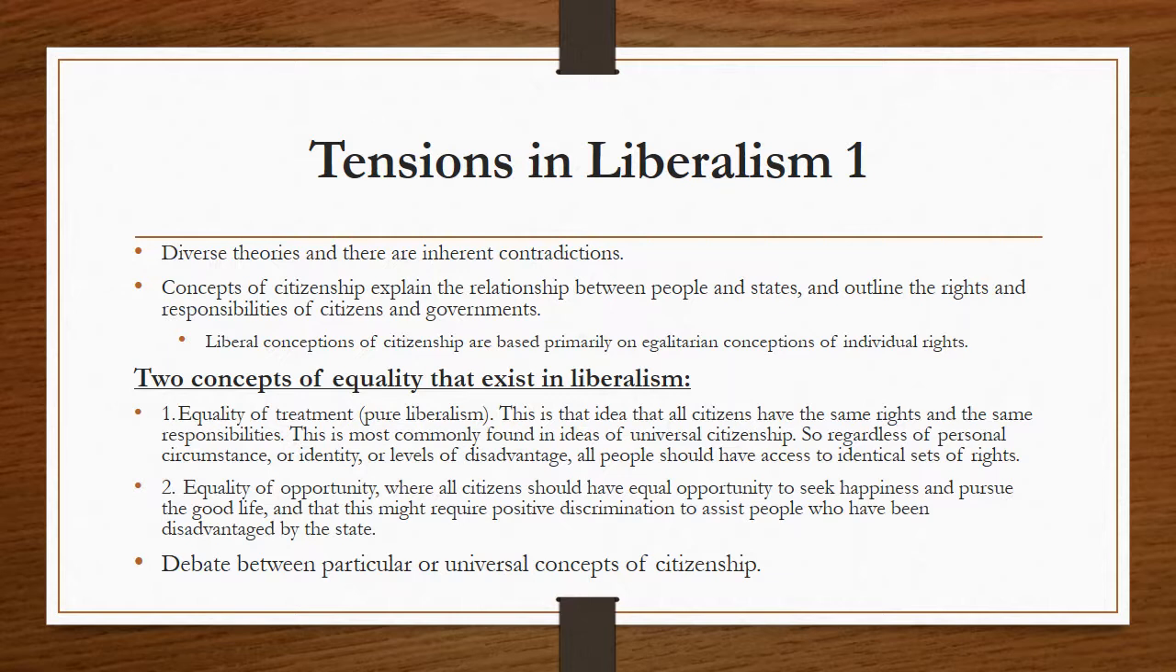This makes liberal democracies different from other political systems. One class of people should not have a better set of rights and privileges than other groups of people. And conversely, one group should not effectively have a greater set of burdens or obligations to the state. Liberal conceptions of citizenship are based primarily on egalitarian conceptions of individual rights.